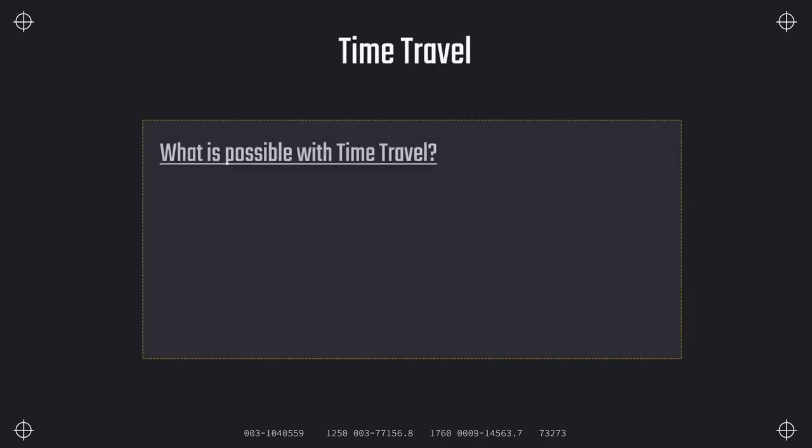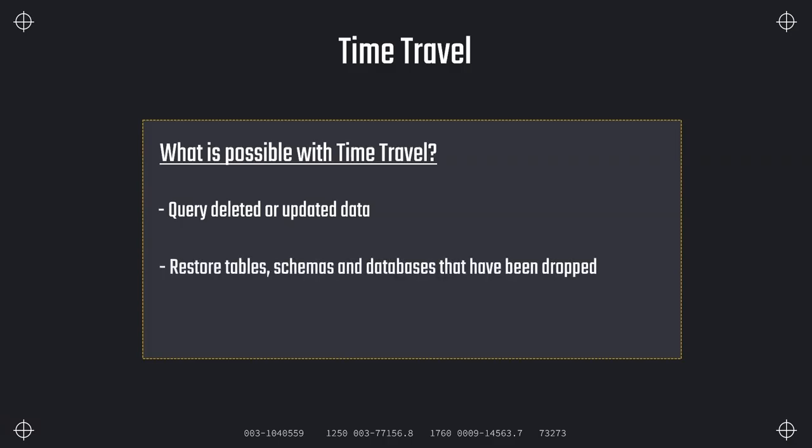So we can, with time travel, do three things. The first one is we can, as mentioned, query data from the past. So if we have updated some table or if we have deleted some data, we can still query this deleted data, for example, by using timestamps in the past or query IDs, and we'll see exactly how this works.